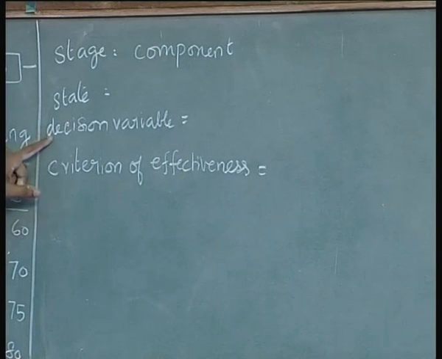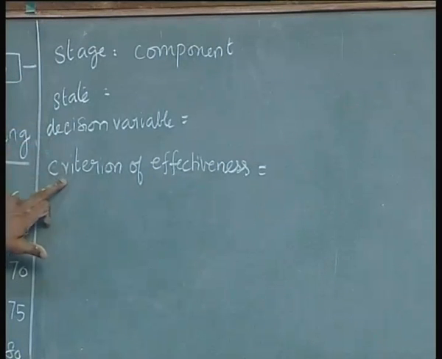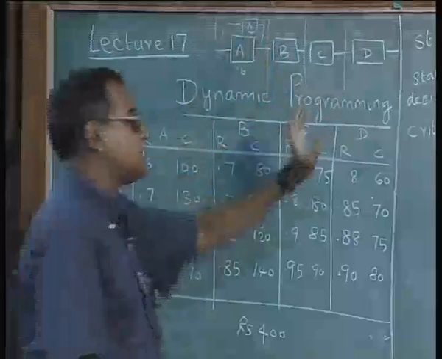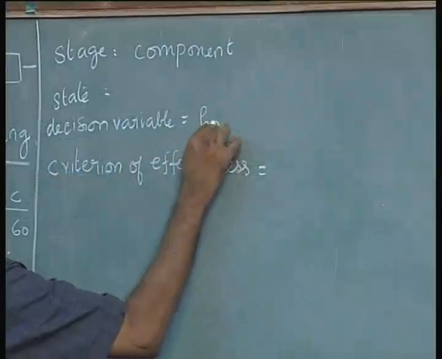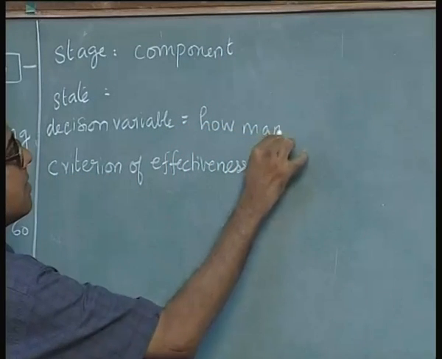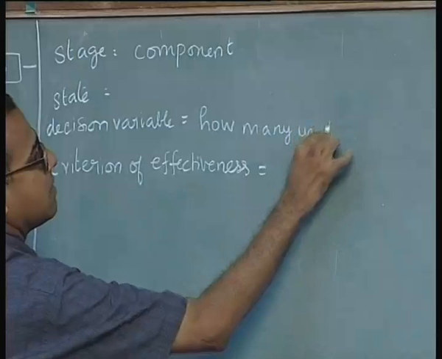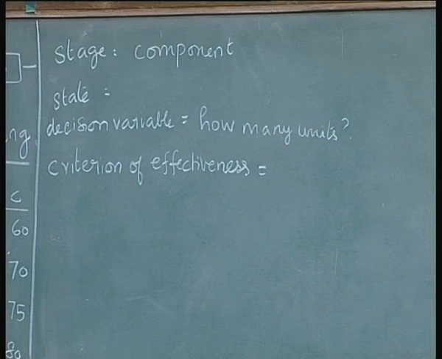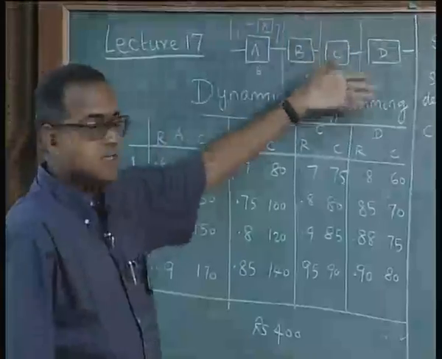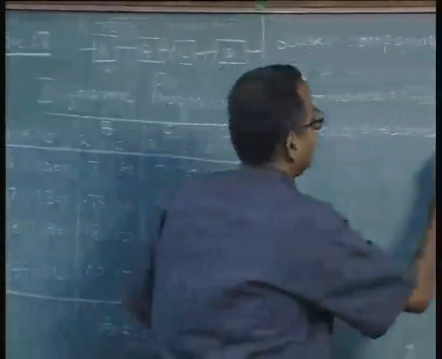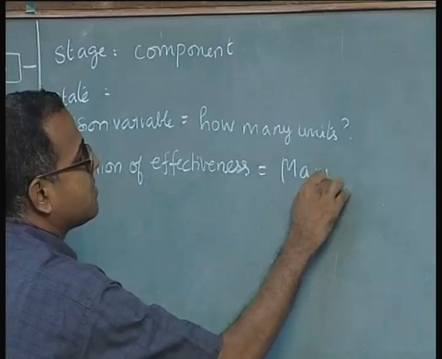Now decision variable is easier to define in this than the state variable. So we define this and then we come back to this. Decision variable is how many units are we going to have for each one of these components. Criterion of effectiveness is the objective function with which we begin. The objective is to maximize the reliability. So criterion of effectiveness is to maximize reliability.